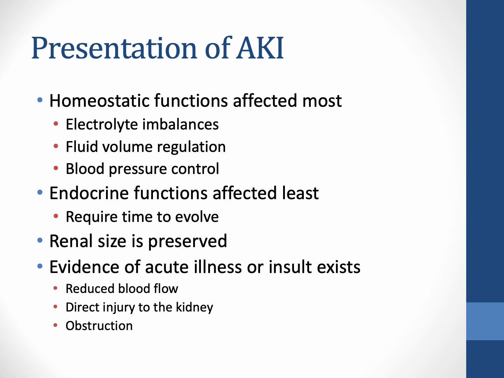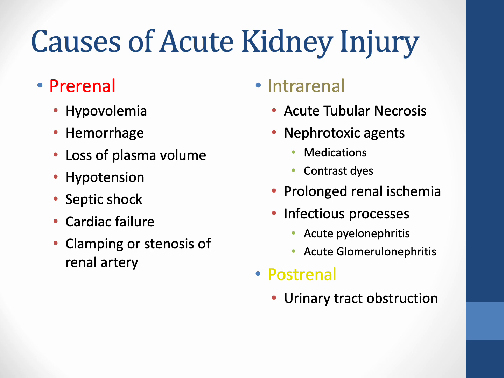flow, such as in cases of hypotension or shock; direct injury, which is when there is physical damage or toxicity directly affecting the kidneys; and obstruction or blockages in the urinary tract that impede the flow of urine. The causes of AKI can be broken down into three categories: pre-renal, intrarenal, and post-renal.